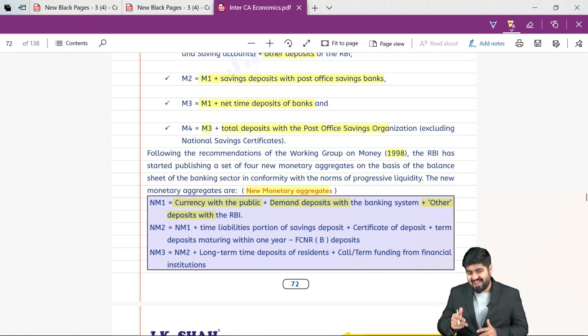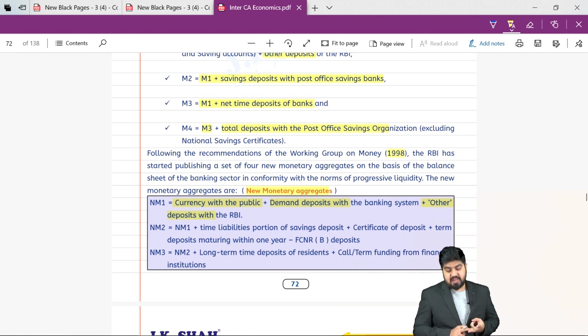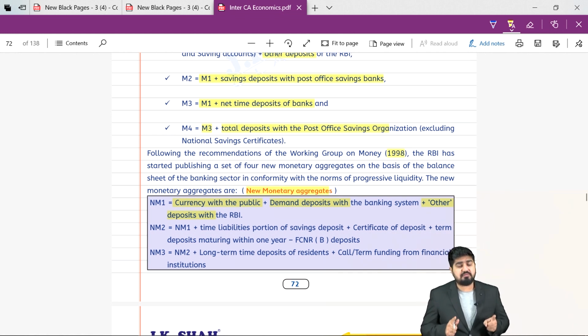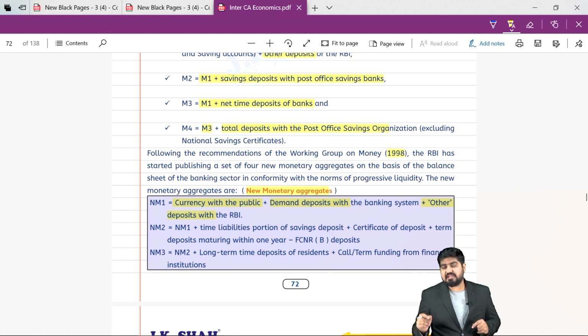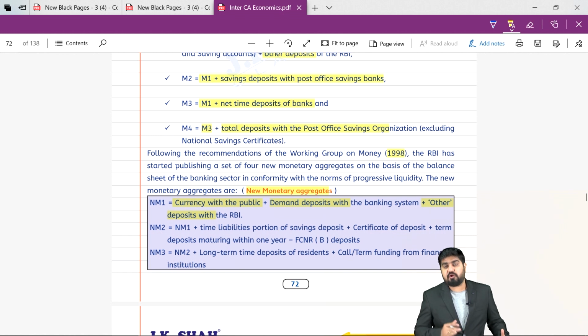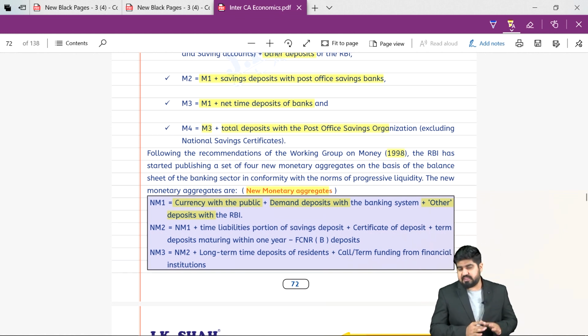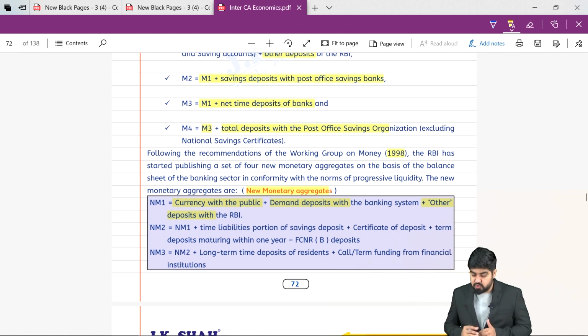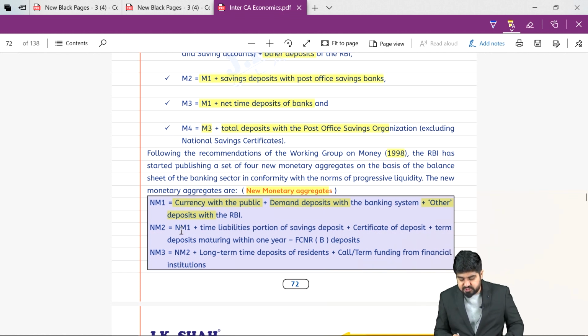That will be NM1 included, plus we are having short term time deposits of the residents. I repeat, short term time deposits of the residents. Short term means less than 1 year, and residents means only people who are considered as Indians. NRIs also deposit, foreigners also deposit money in India, but their money will not be included in NM2. So that is the new one, but we also have the older version here.